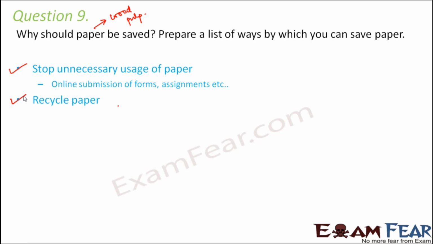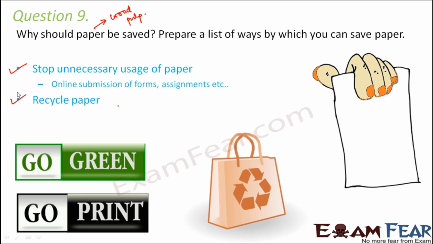Second is recycle paper. Paper once used in some way, try to use it in some other way. For example, when you have already written in your notebook and all the pages are full, you cannot rewrite over them. So what can you do? You can use the same pages to prepare envelopes. You can use them to prepare paper bags, or you can use them to cover smaller books. So try to use the paper for multiple purposes, and in that way also we can reduce the need of having more paper.